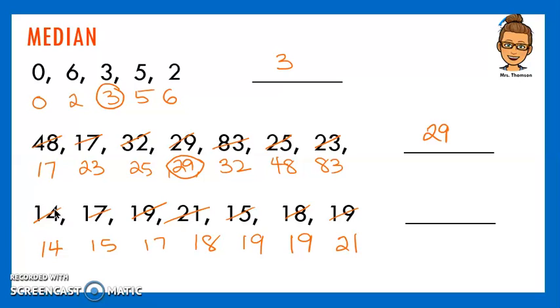1, 2, 3, 4, 5, 6, 7. The middle number is going to be the fourth number. 1, 2, 3, fourth. 1, 2, 3 on this side, 3 on that side. So the median is 18. All right, nice and easy. You should have no problems here.